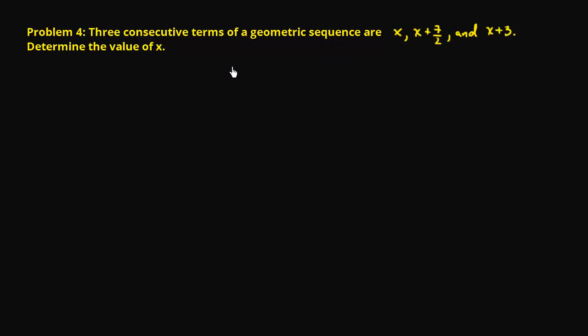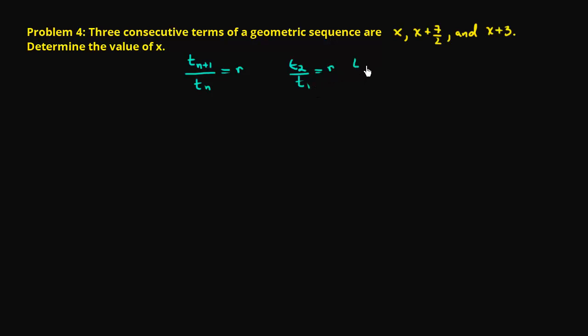Well, since x, x plus 7 over 2 and x plus 3 are consecutive terms of a geometric sequence, we know for a geometric sequence that if we take t sub n plus 1, the n plus 1th term, and divide that by the nth term, that should give me the common ratio. So if I take the second term and divide that by the first term, that's going to give me the common ratio.